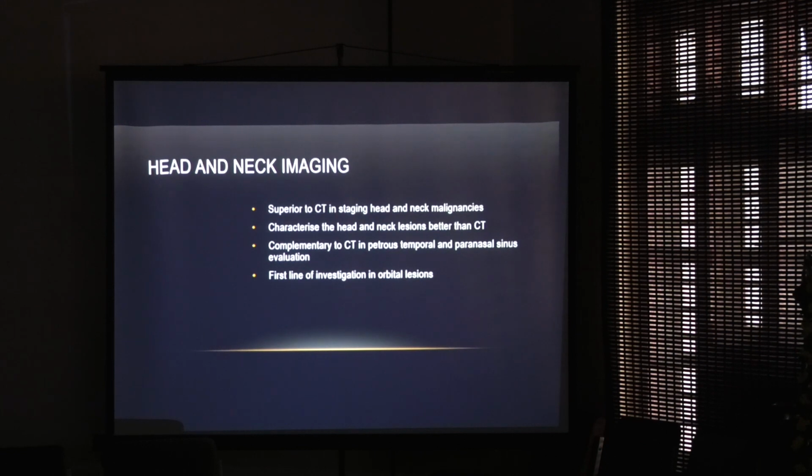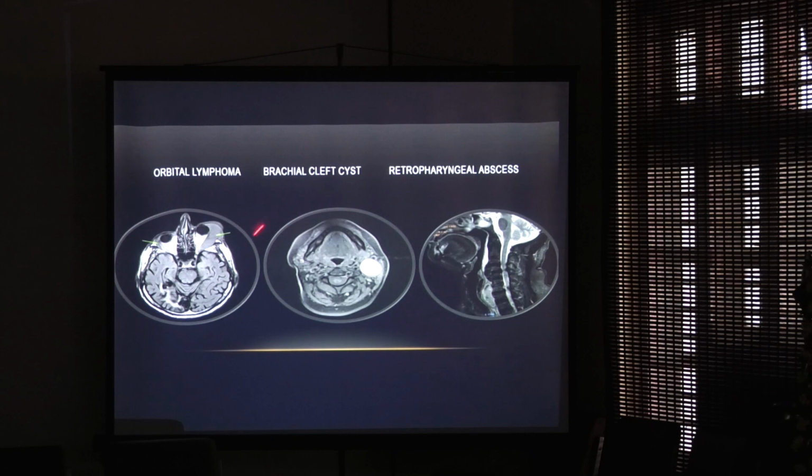In cases of petrous temporal bone lesions and paranasal sinuses, MR complements CT images. In orbital lesions, MRI is the first-line modality of choice. It's an axial CT MRI at the level of the orbit showing an intraorbital lymphoma, a branchial cleft cyst in the neck. You can see a retropharyngeal abscess here secondary to some fishbone injection.